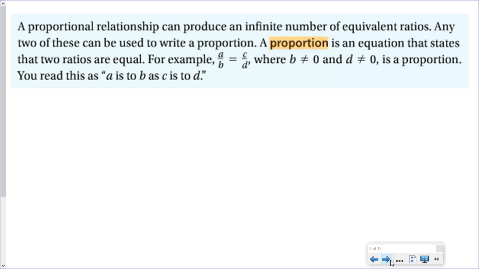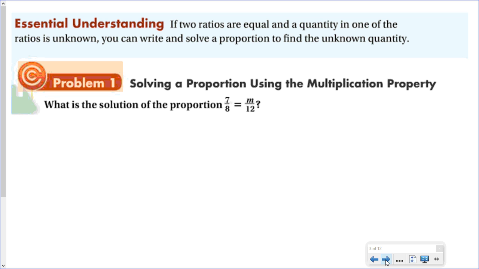What I'd like you to put into your notes is the sentence with the highlighted word proportion. A proportion is an equation that states that two ratios are equal. And yesterday you guys learned that ratios are fractions. All right, this is the first one for your notes. Please put the directions and everything in.